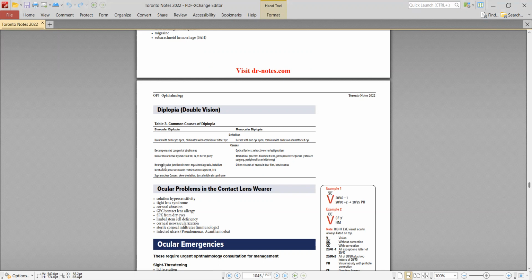One, two, three. Monocular diplopia: optical errors, yes, refractive errors, astigmatism. These are all one eye problems. Mechanical processes like a dislocated lens, post-operative sequel of cataract surgery, and peripheral laser iridotomy. Mechanical process means there's a mechanical problem in the eye, like if the lens is pushed down, or in the post-operative period after cataract surgery and peripheral laser iridotomy.